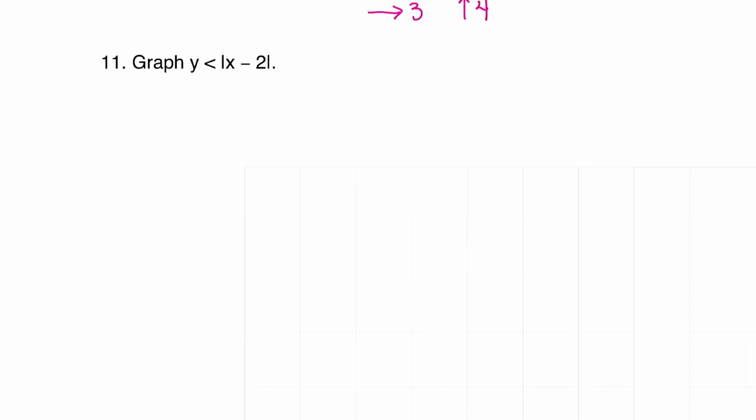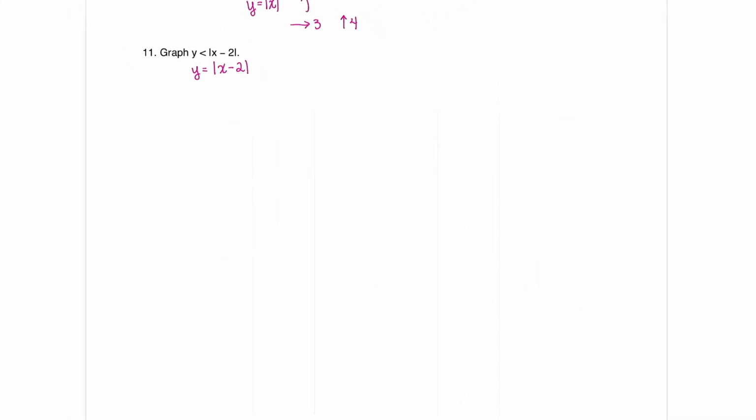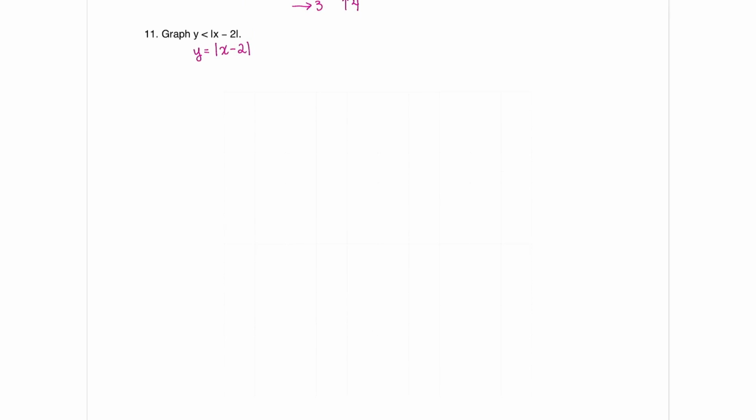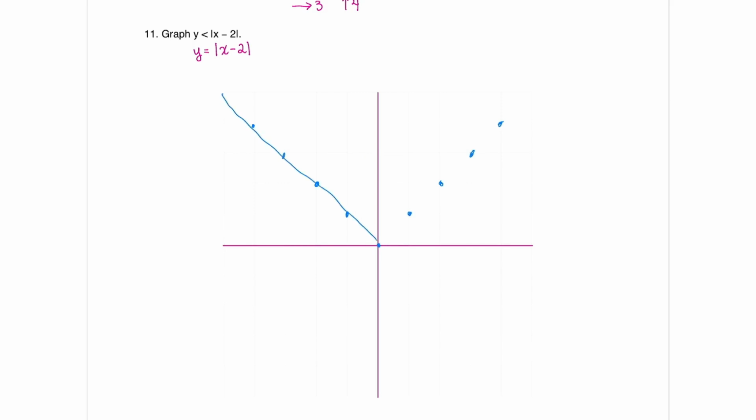Number 11, graph y is less than the absolute value of x minus 2. So in order to graph this, just for the sake of getting some points on there, we're going to say y equals the absolute value of x minus 2. So this is the absolute value graph shifted to the right 2 units. And if you're unfamiliar with the parent function, what you can always do is plot points. Okay, so this is what the parent function is going to look like. And I'm going to go ahead and sketch it.